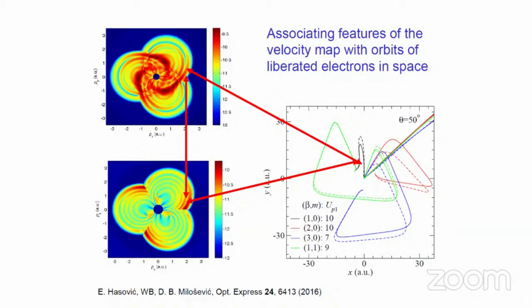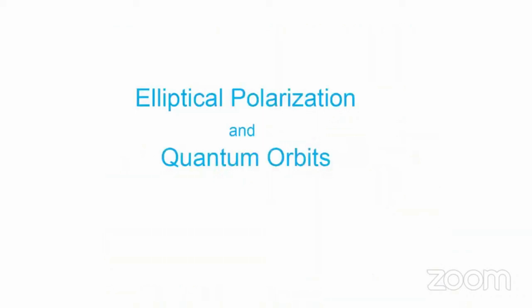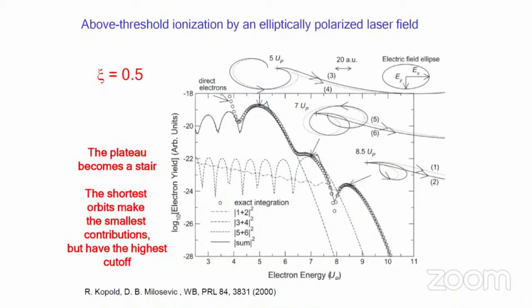Now I'm coming to the main topic of my talk. This is old again, I'm sorry. This is very old. It's elliptical polarization and the spectrum in the direction of the laser field. And what you see here is that the customary ATI plateau is changed into a staircase. And what's interesting here, how come? Why is it that the cutoff is still there, but at a much reduced intensity?